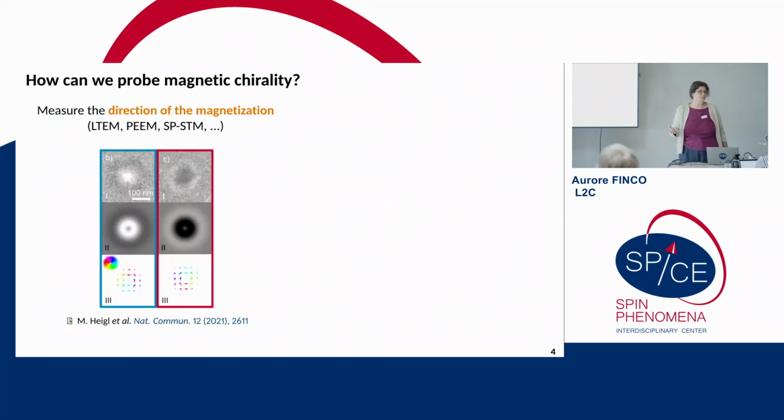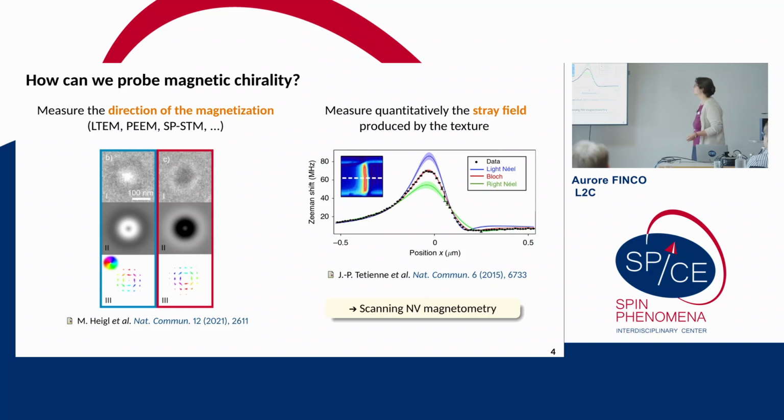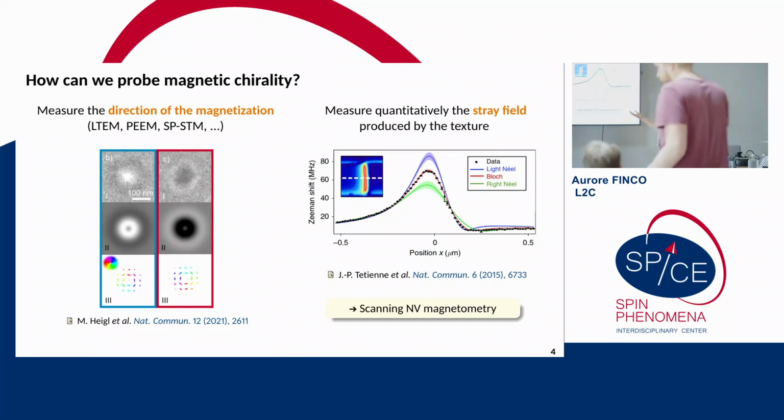And how can we prove it? So you have two ways. You can first directly measure the direction of the magnetization and find out if it's rotating or not. So you can do that with various techniques. Here it's Lorentz transmission electron microscopy. Or you can go for NV sensing and measure the stray field which is produced by the texture. But then you have to very carefully analyze it quantitatively.